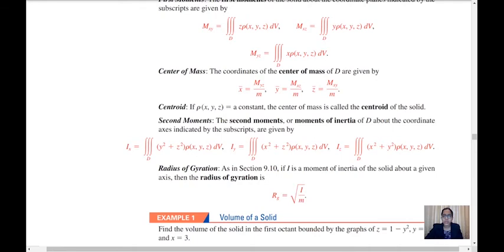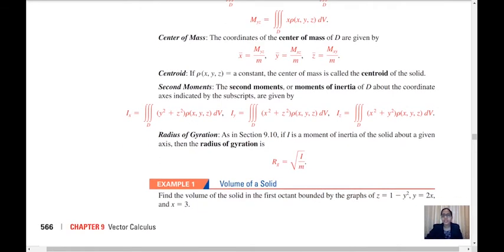Iy will be equal to the triple integral over D of x square plus z square times rho of x, y, z dV, and Iz will be equal to the triple integral over D of x square plus y square times rho of x, y, z dV. And we also have the radius of gyration, that is Rg, which will be equal to the square root of the moment of inertia, whichever is being asked, divided by the mass.